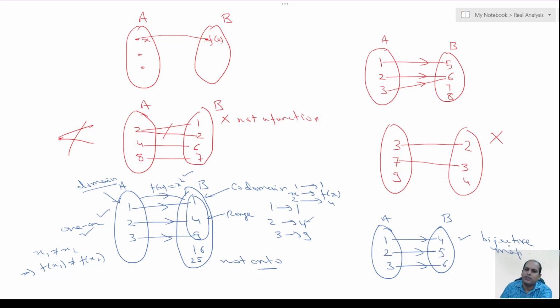A bijective map is also denoted as a 1-1 and onto map. The term for 1-1 is also injective, and for onto, surjective.